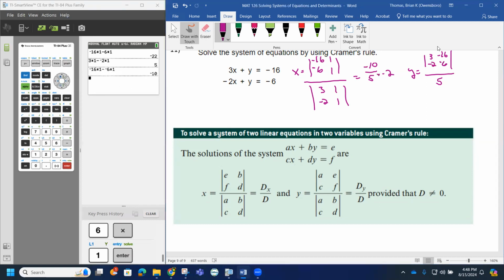So let's try this other one now. It's set up correctly. So if I want to do the determinant, we do 3 times -6 minus -2 times -16. And that gives us -50. So -50 divided by 5 would be then -10. So y would be -10. So that would be the solution for that one. X would be -2 and y would be -10. So Cramer's rule really allows us to lean heavily on technology.